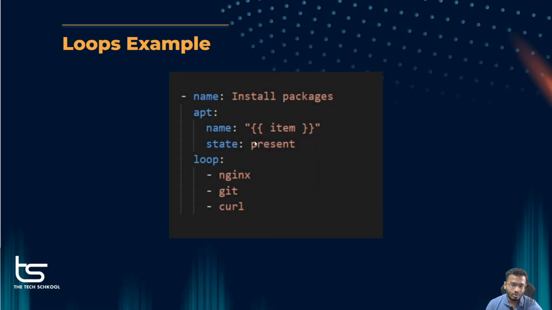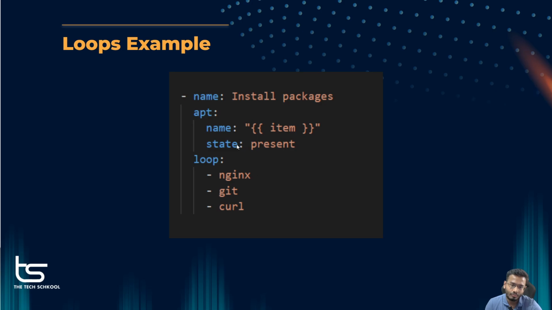So this is the example of how a simple loop in Ansible works. Here we have mentioned a loop. In Ansible, the module is loop. Under loop, we have mentioned what all variables should be present in the loop. Now what this code essentially does is install packages. All right. So we have three packages: Nginx, Git, and curl.